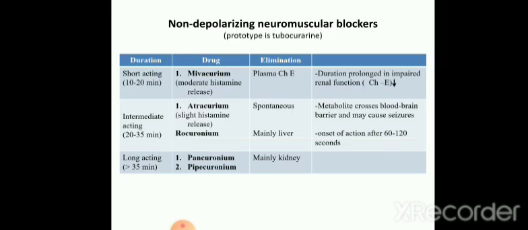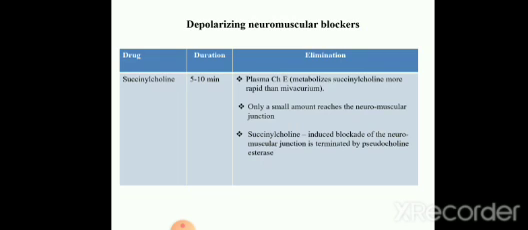Usually, when a drug is eliminated through the kidney, it is a long acting drug, and intermediate acting drugs are mostly eliminated through the liver. In the depolarizing blockers, there is no confusion. As of now, there is only one drug available as a depolarizing blocker, succinylcholine. It is a very short and fast acting drug.